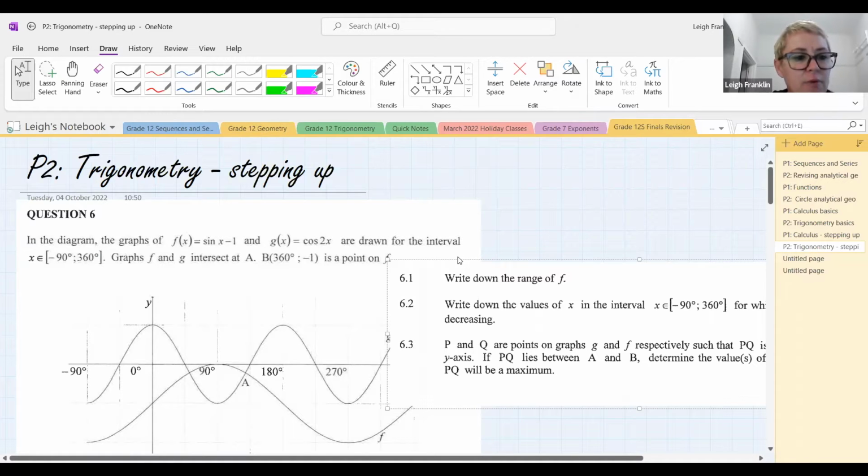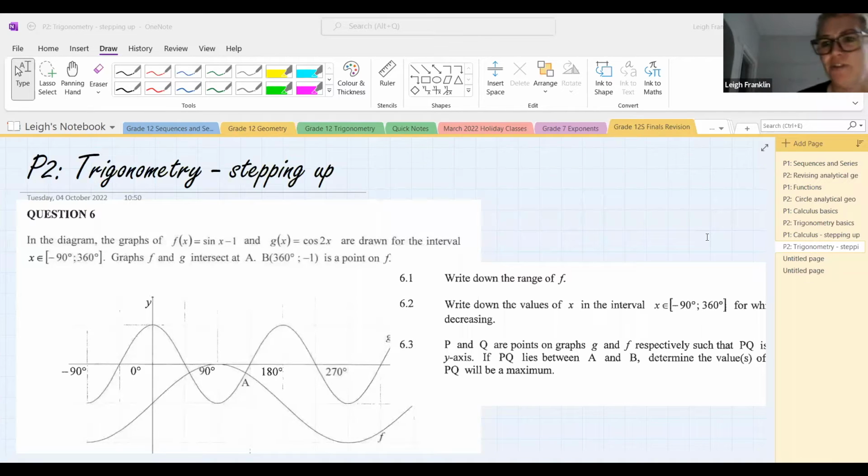It says in the diagram, the graphs of f of x equals. I really appreciate you taking over for me for a couple of seconds there. Okay, guys, let's get on with this.